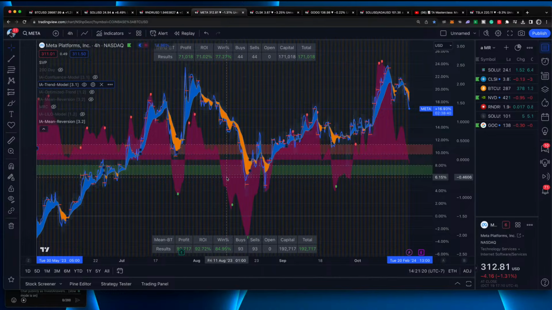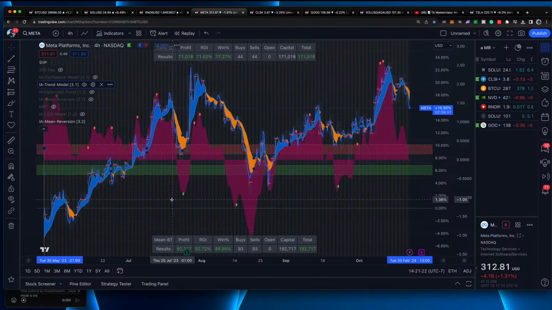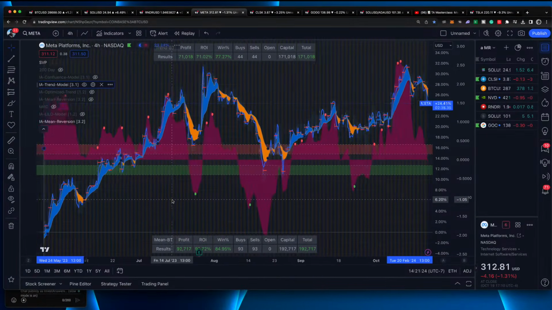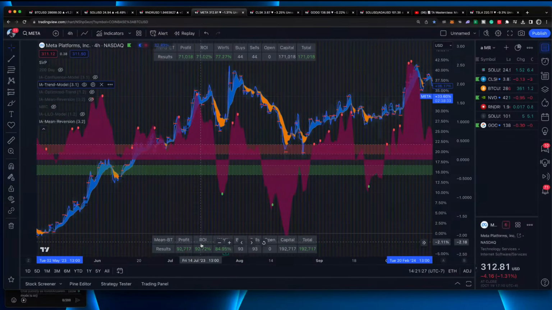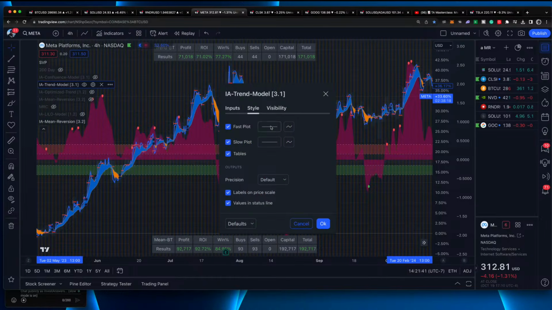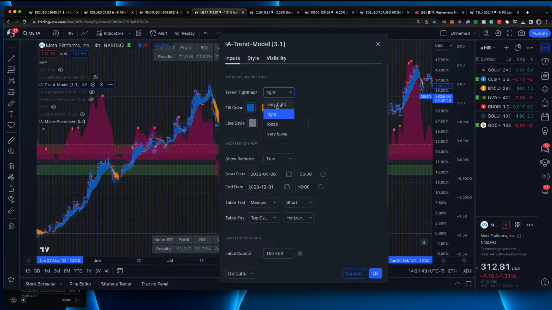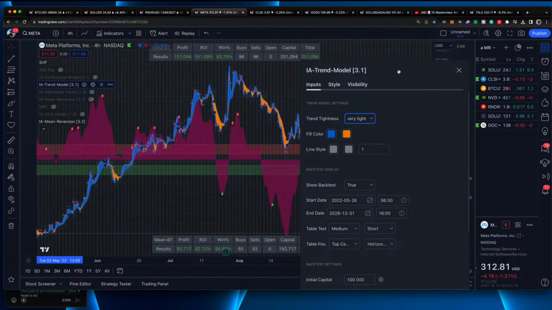This is Meta. Again, we're going back to summertime. Again, we can dial in the chart to see exactly how it works. ROI is 92.72%, win rate 84.95%. And up at the top, we have the trend model, 71%. Let's try changing the trend model as well to see if we can get it a little bit better. Let's go to very tight, see if that changes. 93.75. So for Meta, you want to be on very tight and wait for those turn signals.